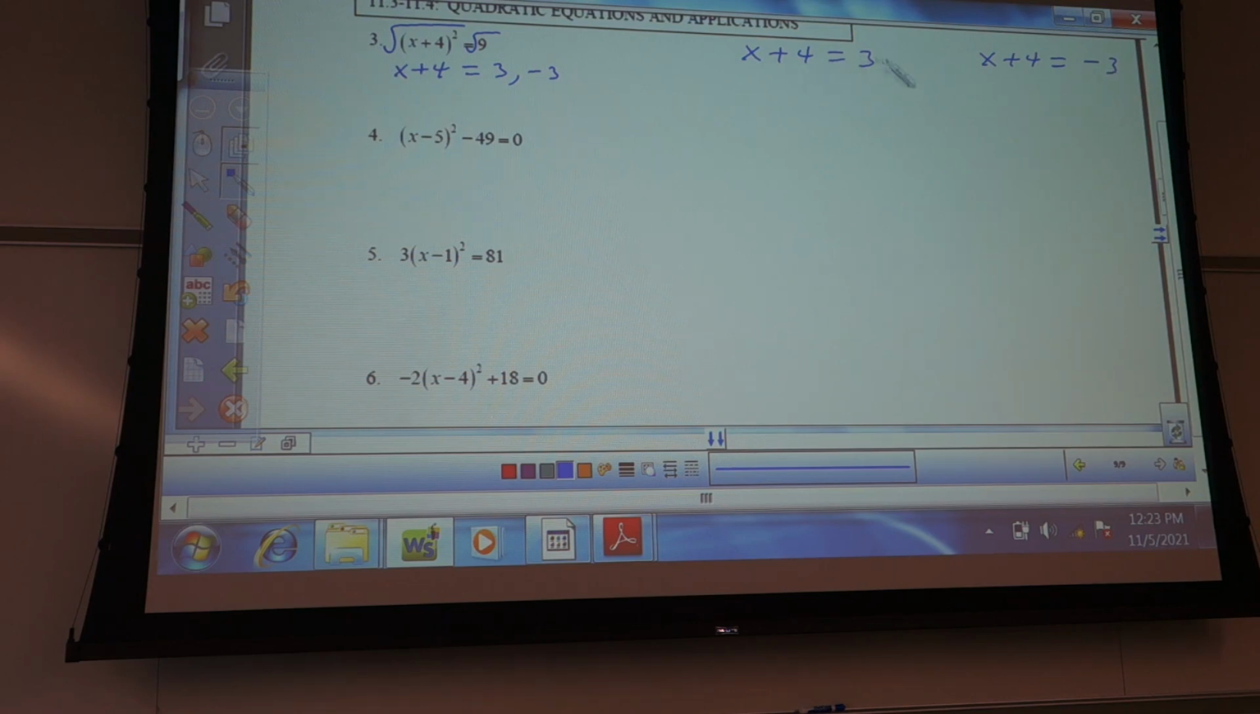So now, how do I do this? I'm going to draw my little line down the middle. I'm going to subtract 4 from both sides, and I'll get x equals negative 1. Over here, if I subtract 4 from both sides, I'm going to get x equals, I owe $3, I owe another $4, altogether I owe $7. So x equals negative 1 or negative 7. That's 2 solutions.